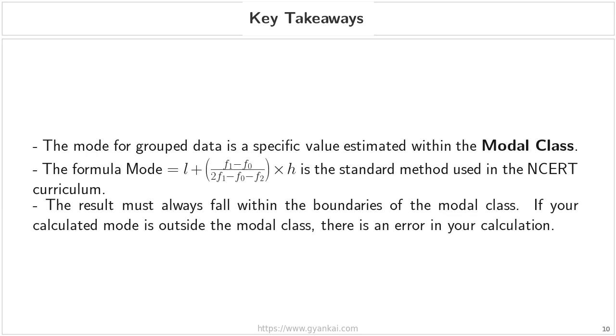Finally, here is a very important tip for checking your work. Your final answer must always fall within the boundaries of the modal class you identified at the start. For instance, in our earlier example, our modal class was 20 to 30, and our calculated mode was 24, which fits perfectly. If you ever calculate a mode that falls outside that range, stop immediately and check your steps, because it means there is an error in your calculation.